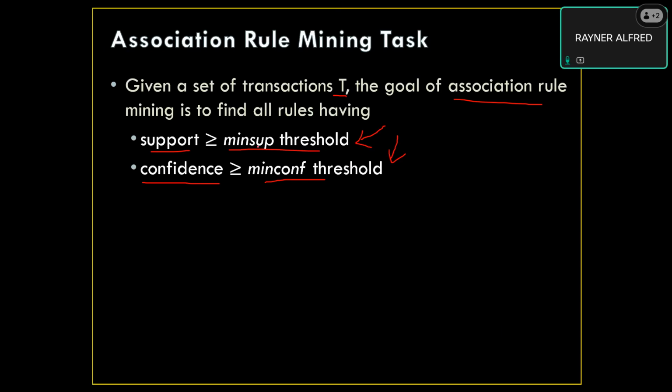So that's why setting the minimum support and minimum confidence threshold is very critical, because if it is too high, you will not have any rules that you can use. If you set the number too low, you will have so many rules in your bank.